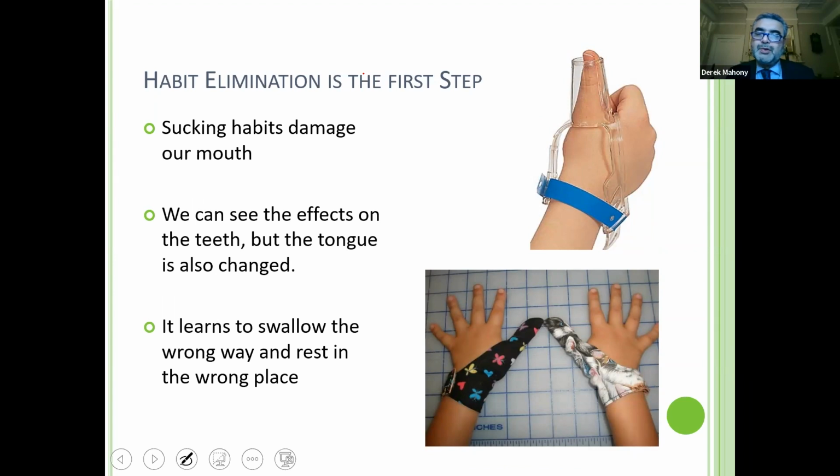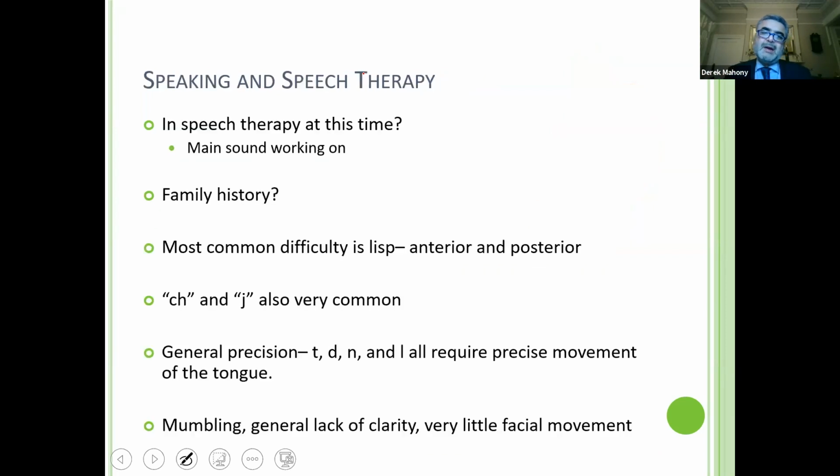This is my go-to one. This is called a thumb guard. You put it over the kid's thumb or finger. The kid can still put it in the mouth, but they lose the vacuum, so it's not comfortable anymore. The other thing is to put an appliance in the mouth that widens the palate so the kid physically can't get their thumb in the mouth.